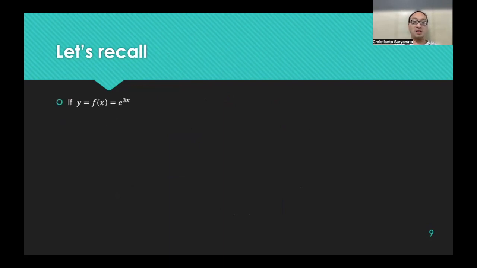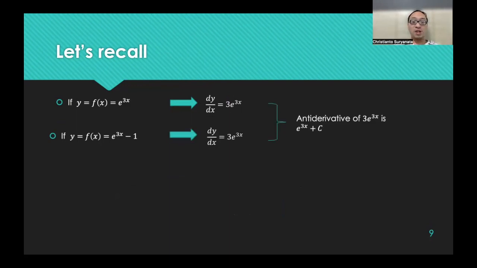How about e, exponential? The derivative of e to the power of 3x is 3e to the power of 3x. For e to the power of 3x minus 1, the derivative will be the same. So the antiderivative of 3e to the power of 3x is e to the power of 3x plus c.